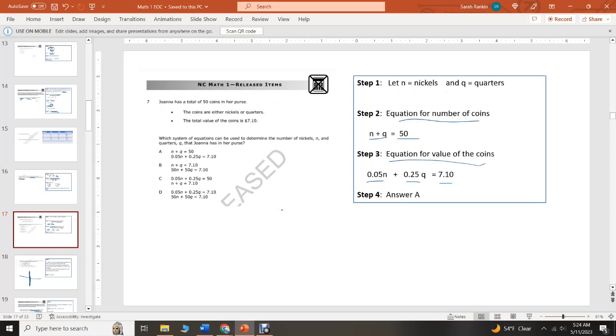Okay, Joanna has coins, so let's let n equal the number of nickels and q the number of quarters. Our first equation is for the number of coins: n nickels plus q quarters equals 50, because there's a total of 50 coins. Then we do an equation for the dollar value. Each nickel is worth 5 cents, each quarter 25 cents, and the total is $7.10. The only equation that looks like that is number A.